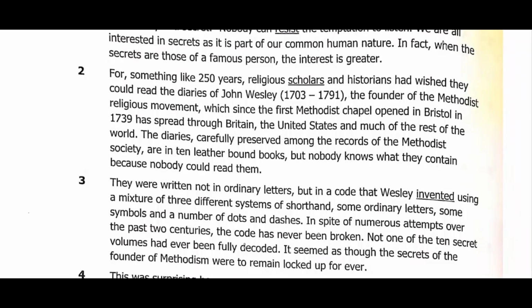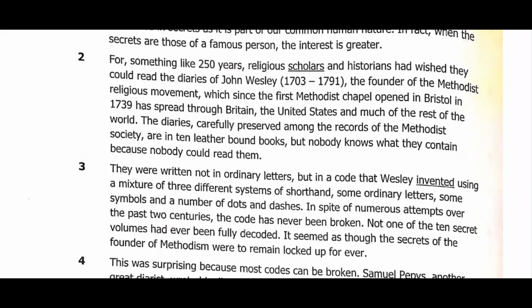Then we go to paragraph 2. For something like 250 years, religious scholars and historians had wished they could read the diaries of John Wesley. This is from 1703 up to 1791. The founder of the Methodist religious movement, which has spread through Britain, the United States, and much of the rest of the world since the first Methodist chapel opened in Bristol in 1739. The diaries, carefully preserved among the records of the Methodist Society, are in 10 leather-bound books, but nobody knows what they contain because nobody could read them.